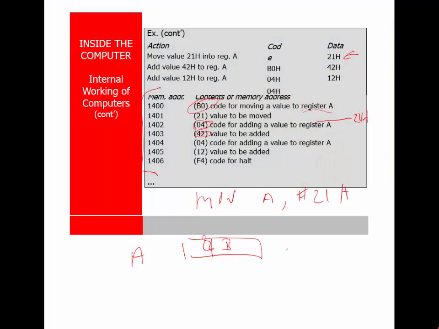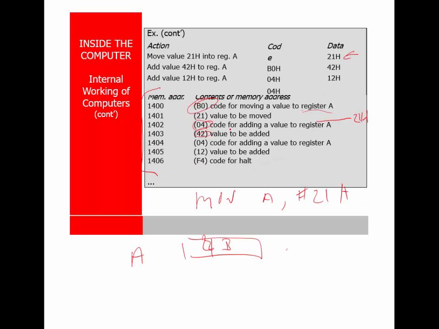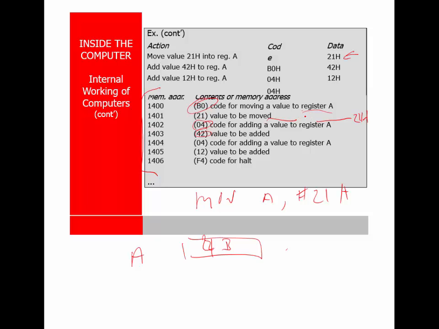So at this point right here, A contains 21 hex. At this point here, it now contains 63 hex. At this point here, it now contains 75 hex, because we've added 3 numbers together right there.